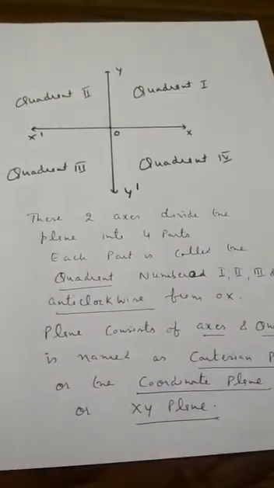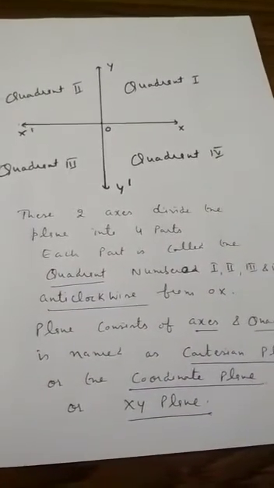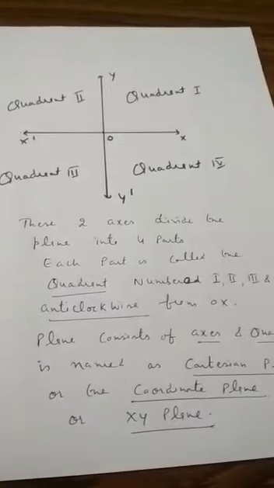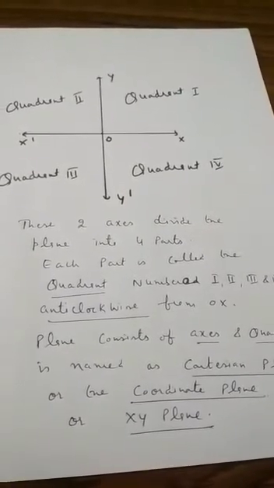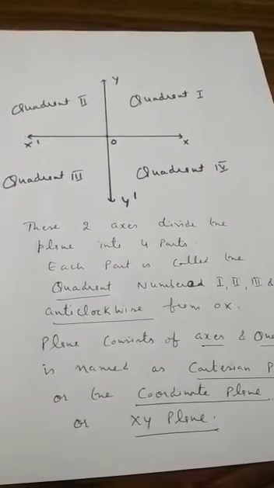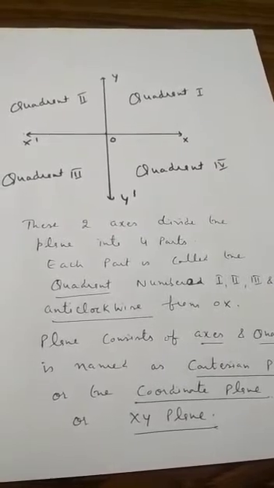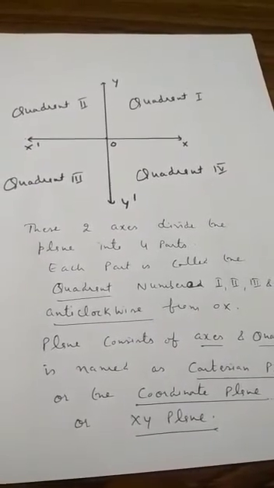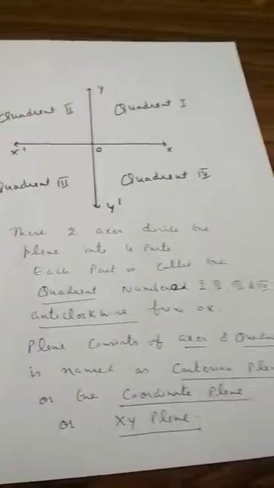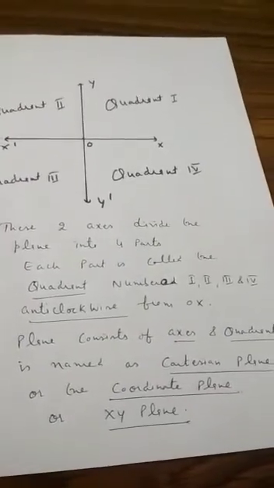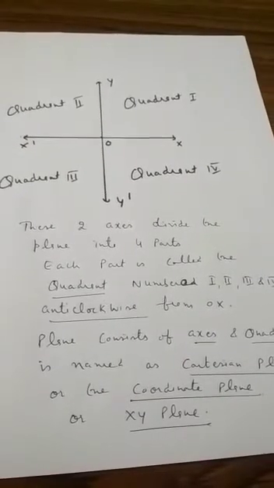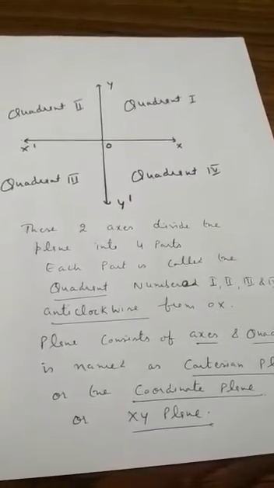Hello students, in the previous video we have studied about the Cartesian plane. The two axes, x-axis and y-axis, when placed perpendicular to each other, divide the whole plane into four parts, and each part is known as a quadrant. So this plane is divided into four quadrants. And the plane consisting of axes and quadrants is named the Cartesian plane, or coordinate plane, or xy plane.